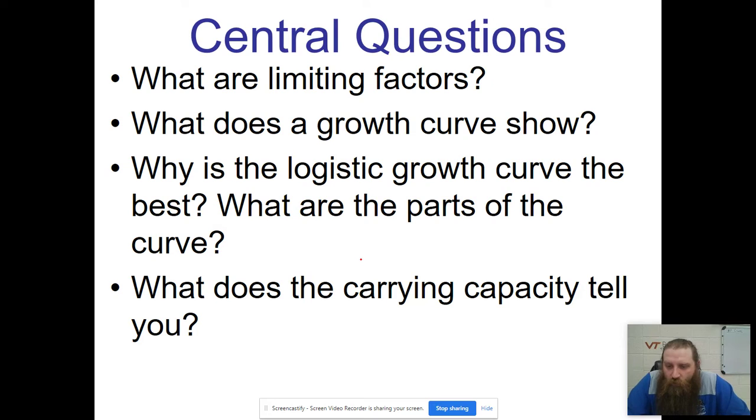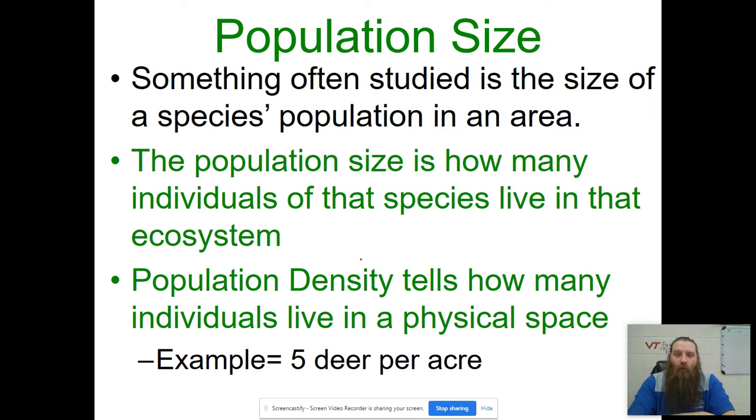So, central questions. What do we want to be able to answer? Well, number one, what is a limiting factor? That's probably a good place to start. We want to look at what level of information we can pull from a growth curve. We want to look at the logistic growth curve, and we want to be able to identify the parts of those curves, and identify what carrying capacity is and what that tells you about the environment and the population.